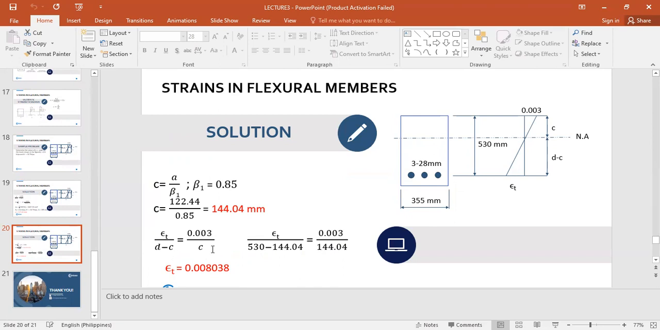So getting back to this equation, itong ratio and proportion, we could solve now the value of our tensile strain. So unknown na to atong tensile strain. We have the value of our d, which is our effective depth, 530, minus our c, which is 144.04, equal to 0.003, divided by your c, which is again equal to 144.04 mm. So the value now of our tensile strain would be equivalent to 0.008038. So we have just solved what is asked on the problem, which are a, c, and tensile strain.